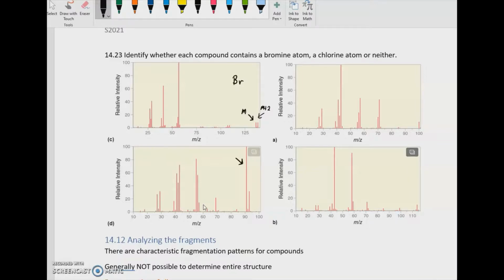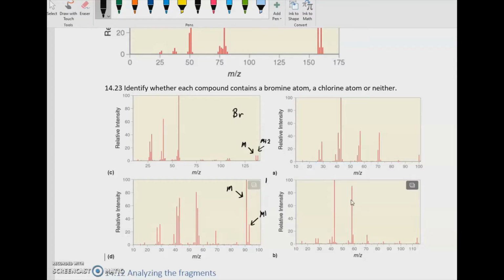Here we see a molecular peak, and 2 away we have a molecular +2 peak. We can see that this one is about 3/4, and this one is 1/4. So this is a chlorine. This molecule has chlorine in it. These two don't have anything really at the M+2 position, and so we would say that they don't have either. None.